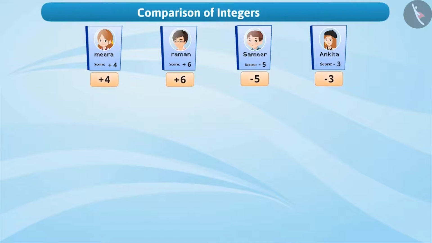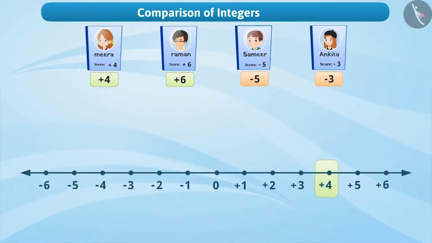Let's compare the scores of Meera and Raman first. Look at the number line. Meera's plus 4 is to the left side of Raman's plus 6. Plus 4 is less than plus 6, or since plus 6 is to the right of plus 4, plus 6 is greater than plus 4.